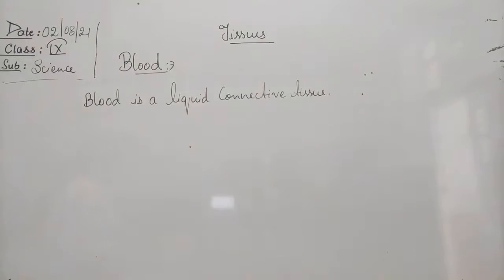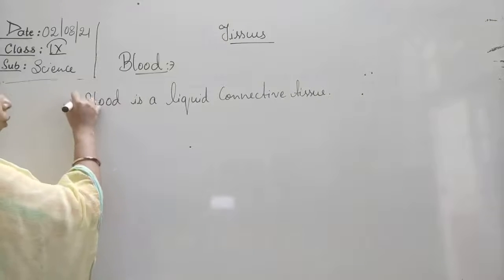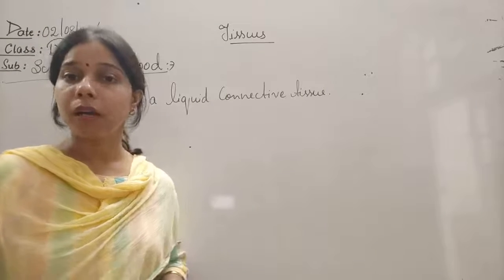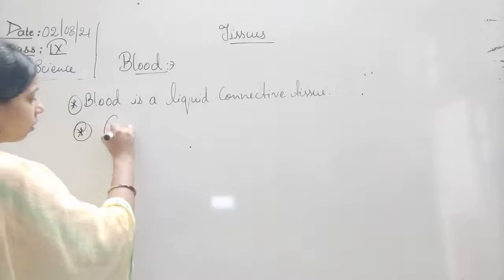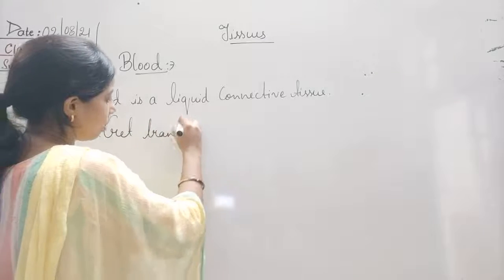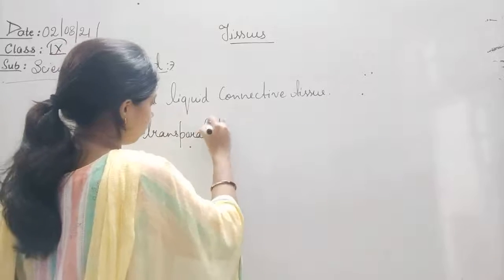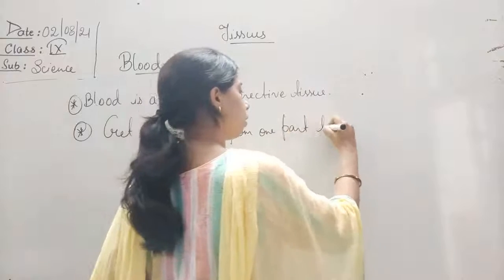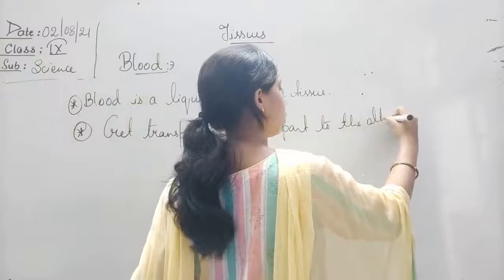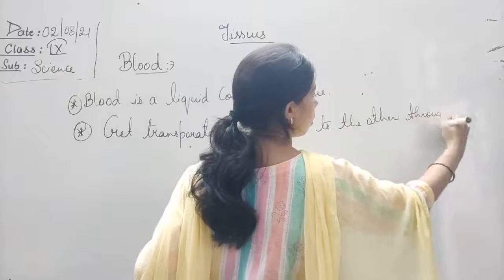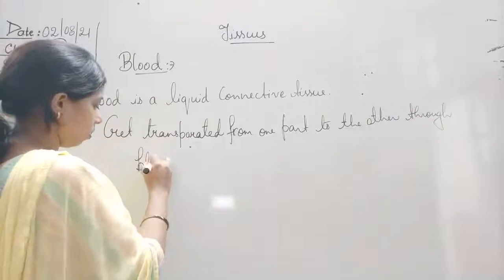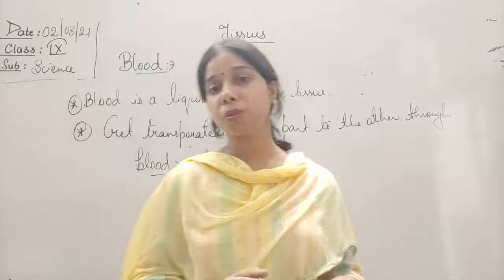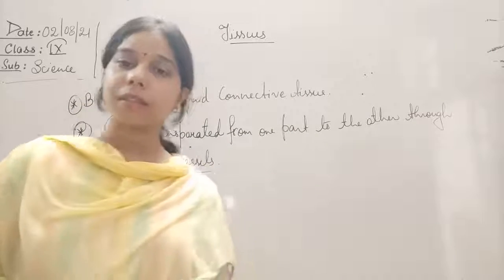Second, the blood flows from one part to the other with the help of small tubes, and these tubes are called blood vessels. Blood gets transported from one part to the other through blood vessels. So the small tubes responsible for carrying the blood are called blood vessels.